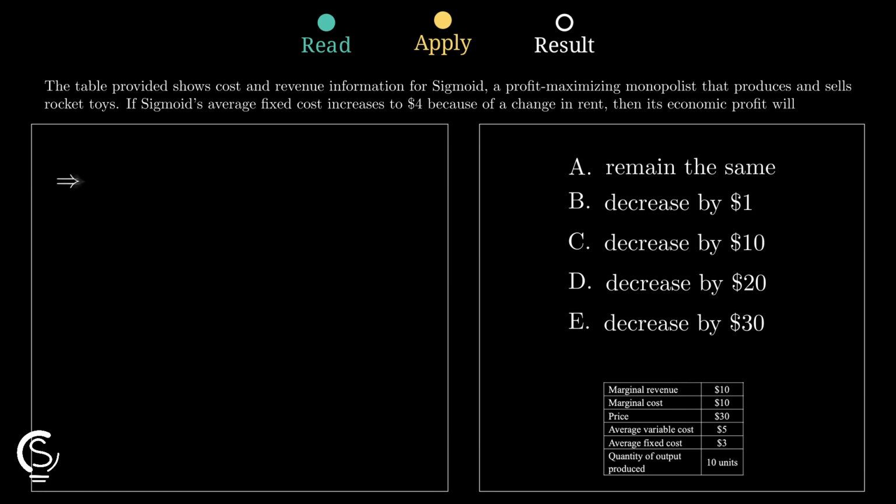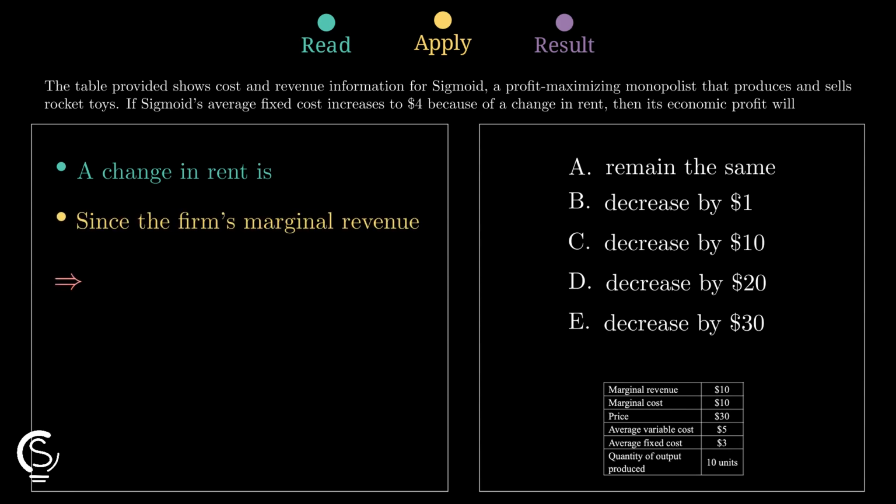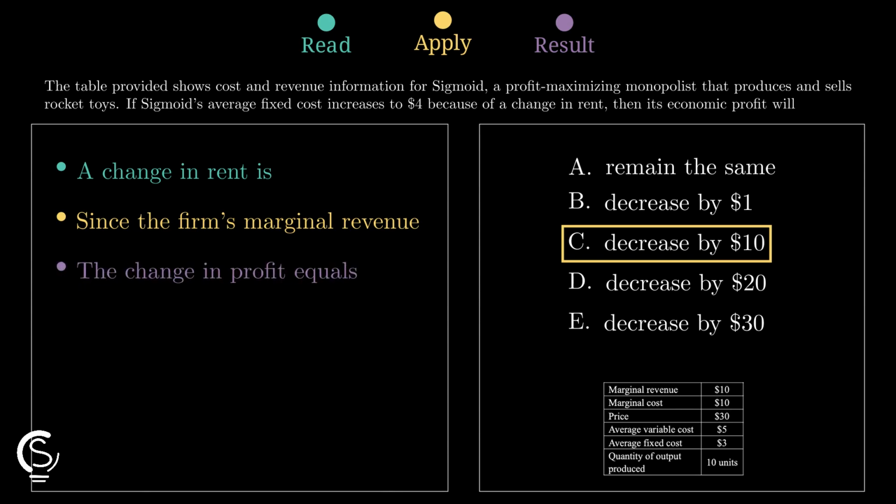Since marginal revenue and marginal cost are unchanged, the profit maximizing quantity stays at 10 units. We simply multiply the change in average fixed cost by this constant level of output. Multiplying the $1 increase by 10 units yields a $10 profit decrease. This makes option C the final answer for this problem.